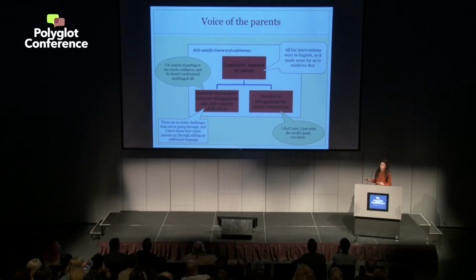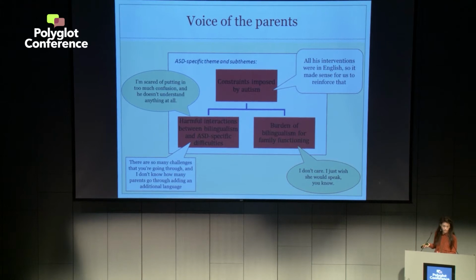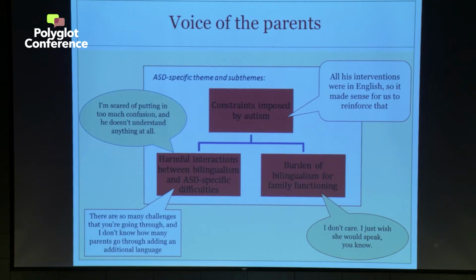For example, parents said, all his interventions were in English, so it made sense for us to stick with that. We also found topics about potential harmful interactions between bilingualism and some autism-specific difficulties. Some parents said, I'm scared of adding too much confusion and he won't understand anything at all. Another parent said, there are so many challenges that you're going through, and I don't know how many parents go through adding an additional language. And there was also the general burden of bilingualism for family functioning when you have an autistic child.